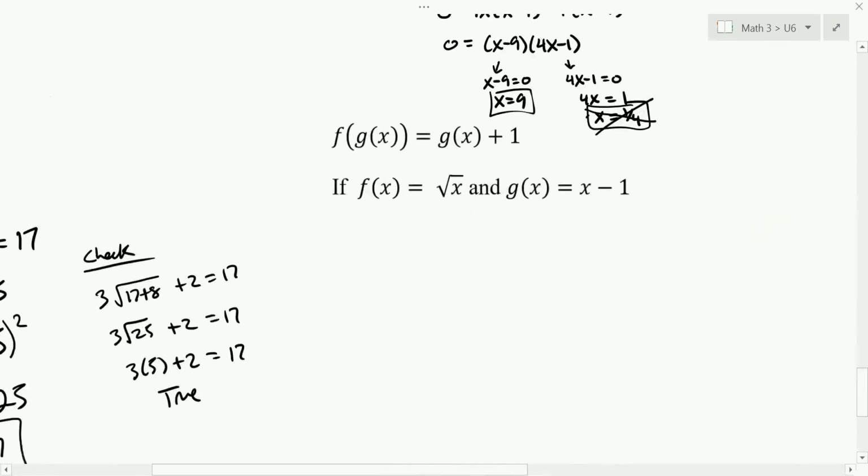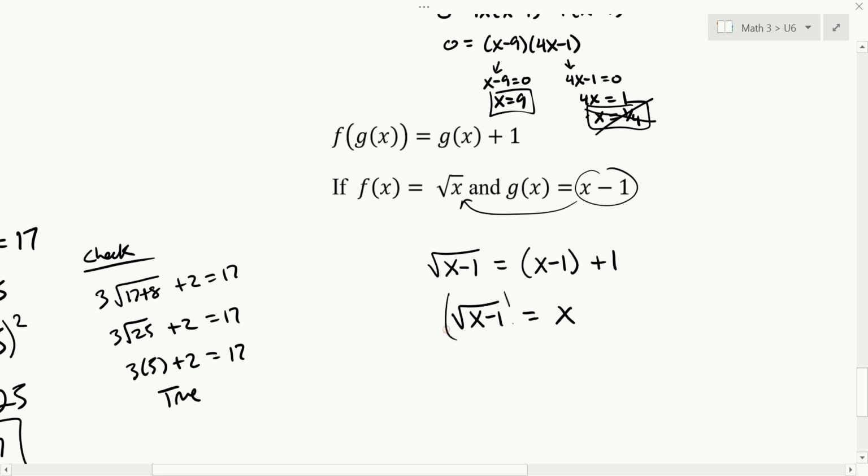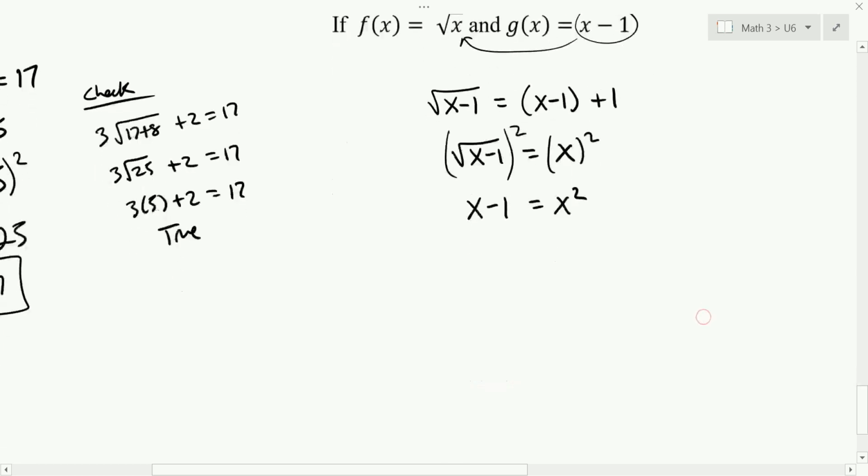And our last one here, f of g of x. Well, we're going to plug g of x into f, and that's going to be the square root of x minus 1 is equal to g of x, so that's x minus 1 plus 1. Now the x minus 1 plus 1 we can add together and get the square root of x minus 1 is equal to x. Square both sides. Get x minus 1 equals x squared. Set one side equal to 0, so I'm going to subtract x and add 1.